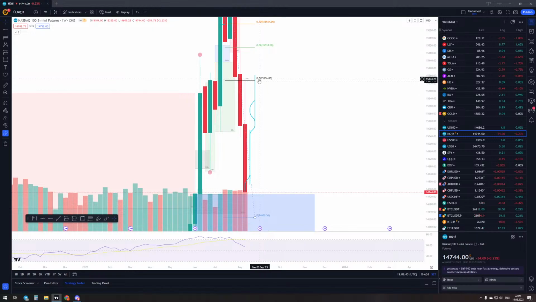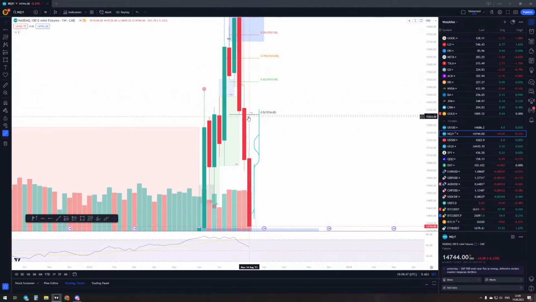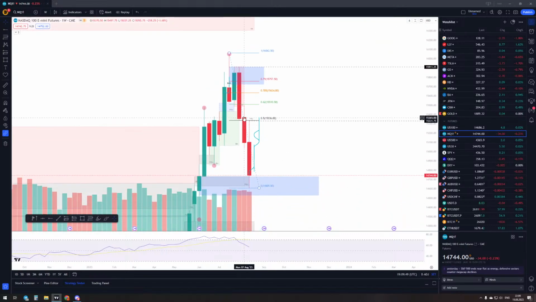Oh, there's a small imbalance here, just right above premium. So maybe it will test here, because this order block already was tested.